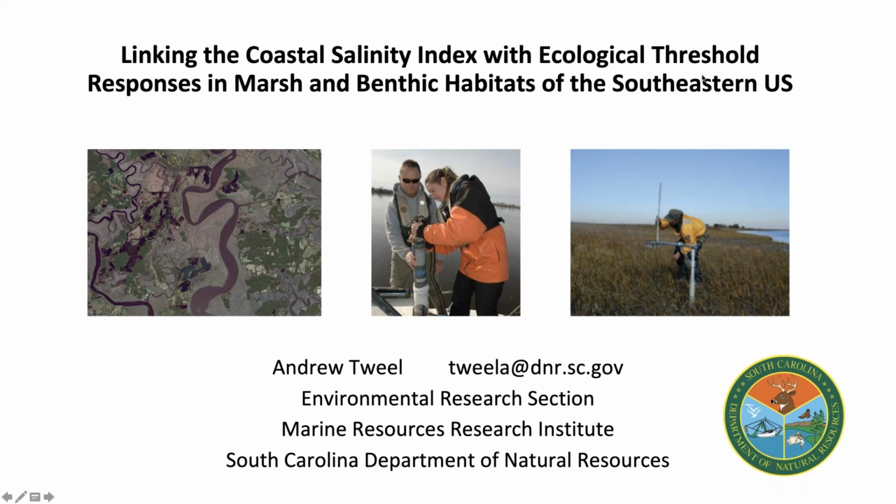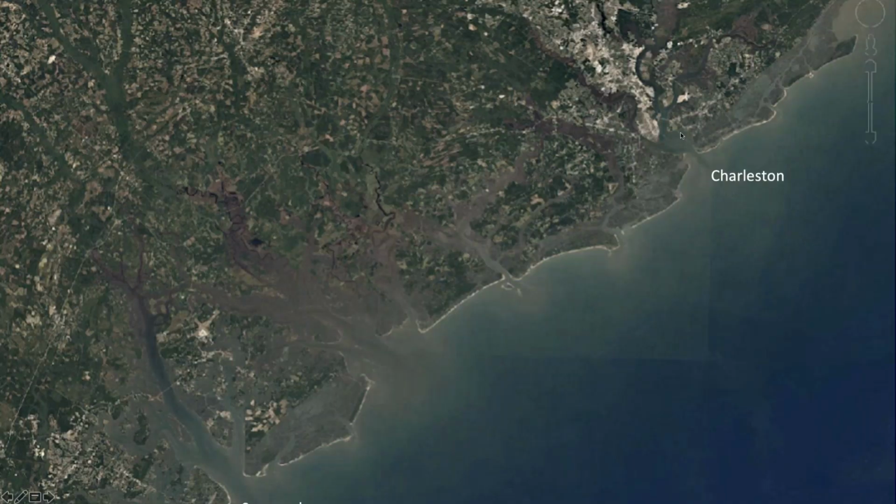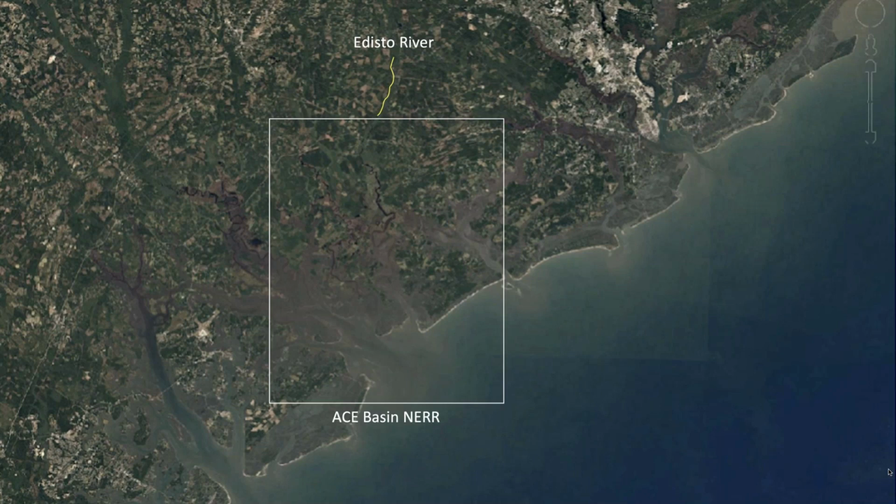Next slide, please. Just because I know there's a more regional audience here, in case you're not familiar with the area, this is the southern half of coastal South Carolina with Charleston at the top. You can see the urbanized area there. Next slide, please. Here is approximately the location of the ACE Basin National Estuarine Research Reserve.